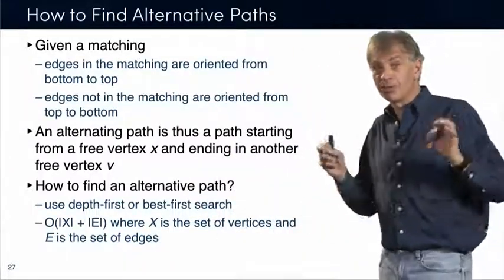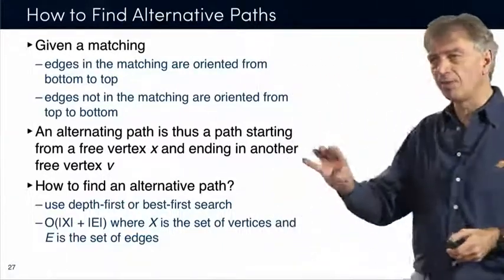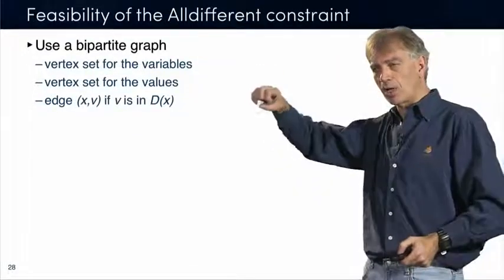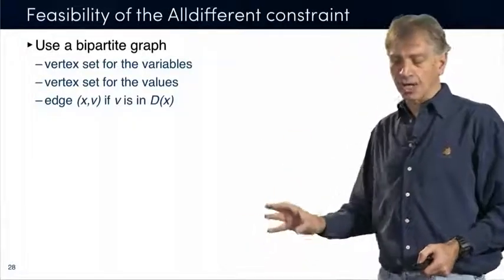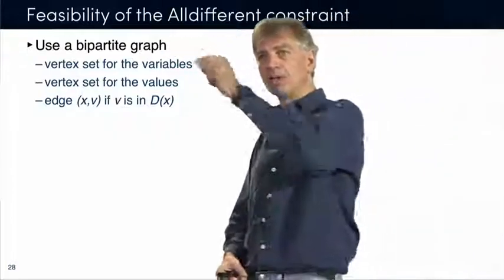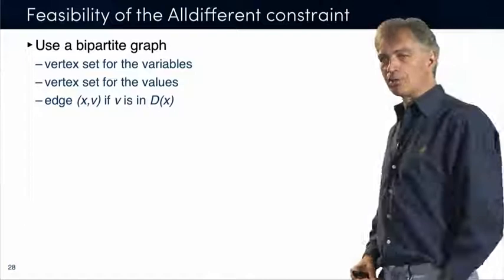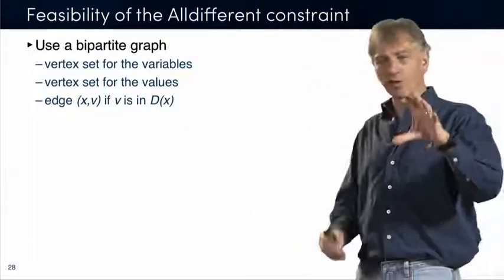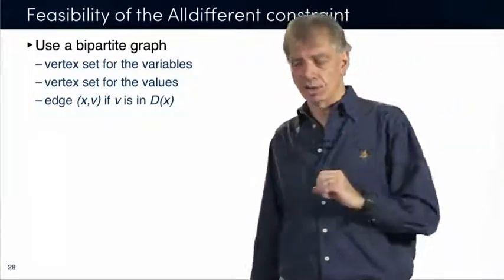So this is beautiful because now I know how to find a maximum matching. It's a very simple thing. You just have to construct this bipartite graph, orient it in the right way, and search for the alternating path inside this directed graph. To summarize, we build this bipartite graph. We have a vertex set for the variables on top, another set of vertices for the values at the bottom, and we have an edge between a variable and a value if that value is in the domain of the variable.